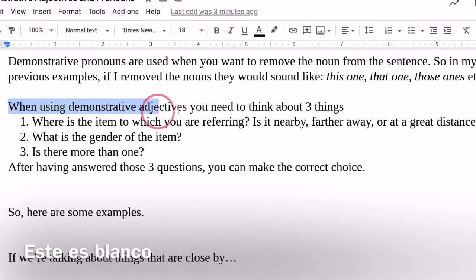Right here, look on the screen where it says, when using demonstrative adjectives, you've got to think about three things. One, where is the item to which you are referring? Like, is it nearby, further away, or really far away? Two, what is the gender of the item? And three, is there more than one? Like, is it plural or singular? That's what you have to consider.